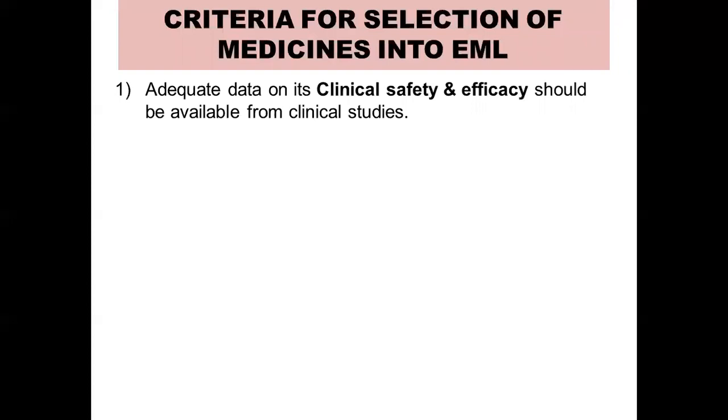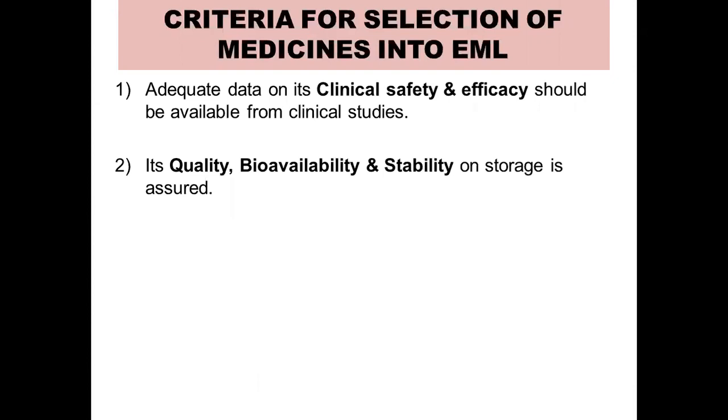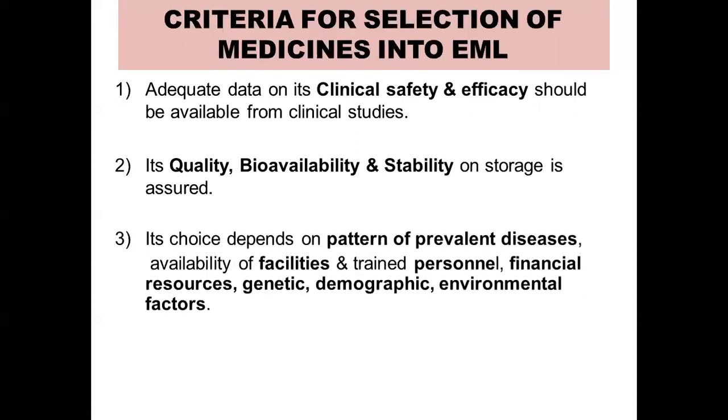Now, the next one, this is the most important one, that is the criteria for selection of medicines into EML, which all medicines can be included under the EML. So the first one is that the adequate data on its clinical safety and efficacy should be available from the clinical study. So first one is clinical safety and efficacy should be established. The quality, the bioavailability, and the stability on storage should be assured. That means when you are storing it in the place, then these parameters should not change. That kind of drugs only can be included under the essential medicine list.